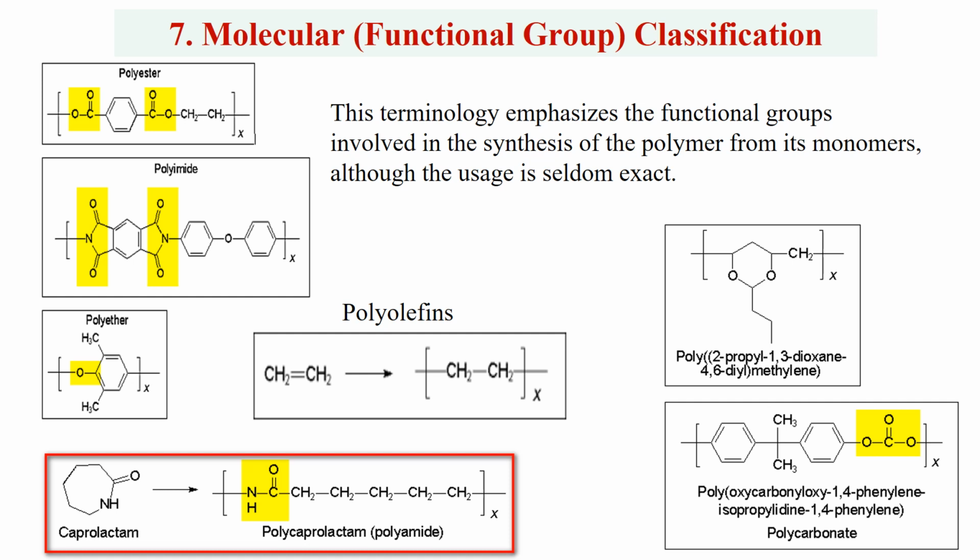This classification is less commonly used. It is based upon the functional group present in a monomer or the polymer. If an ester functional group is present, it is a polyester; polyimide, basically it is amide; polyether, and polycaprolactam, polyamide. These are the polyamides, polyolefins, and polycarbonates, etc.